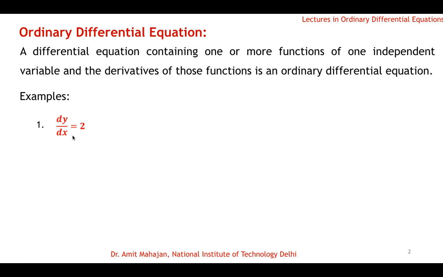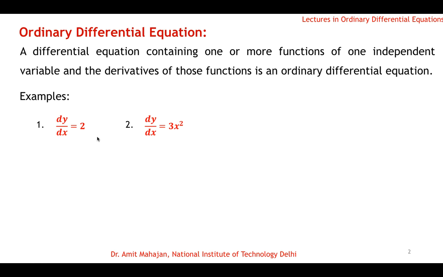So independent variables are those with which we differentiate, and dependent variables are the variables which are being differentiated. So if we are writing dy by dx, that means y is a dependent variable of x and x is the independent variable. So this is an ordinary differential equation because the independent variable is one. It's an equation containing derivatives.